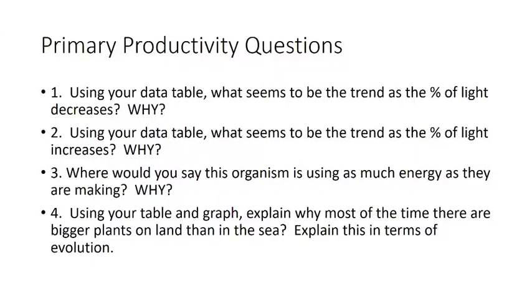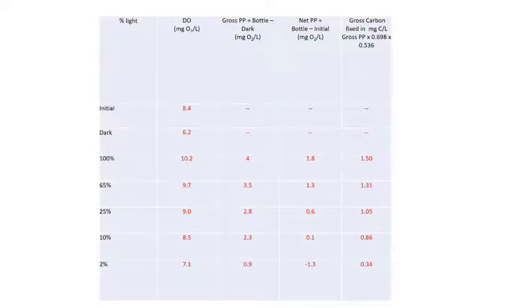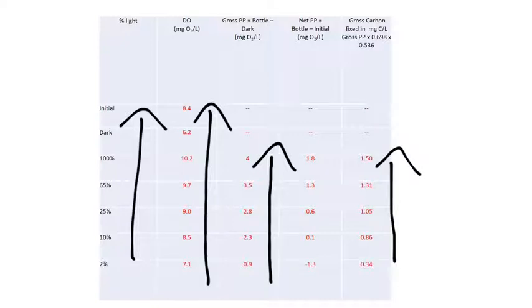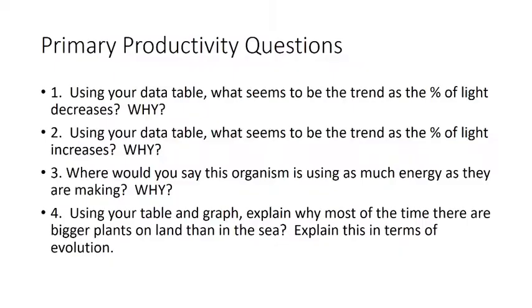Question 2 is just the backward way of saying that same question. Using your data table, what seems to be the trend as the percent of light increases and why? So again, looking at the data table, as the percentage of light goes up, the amount of dissolved oxygen present goes up, the gross primary productivity goes up, and the gross amount of carbon fixed goes up. And the why to that question is the same as the why to the first question. As there is more light, there's more photosynthesis taking place. More photosynthesis means more oxygen produced, more carbon fixed.